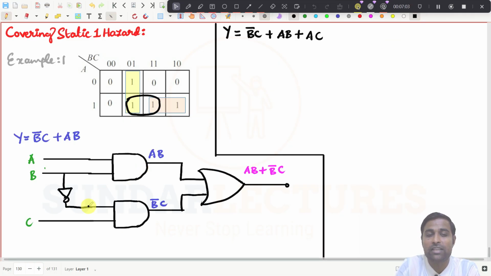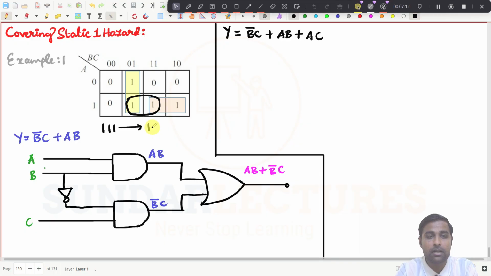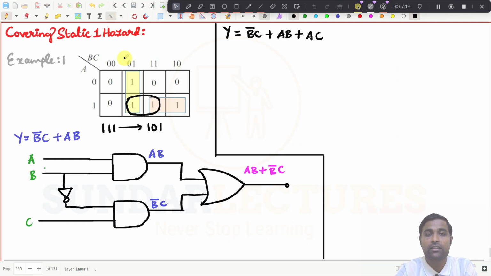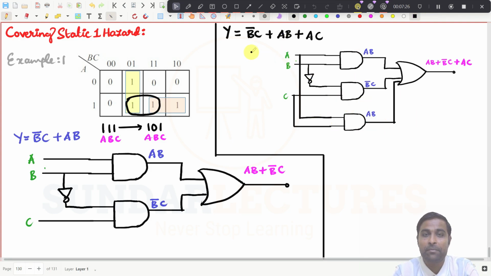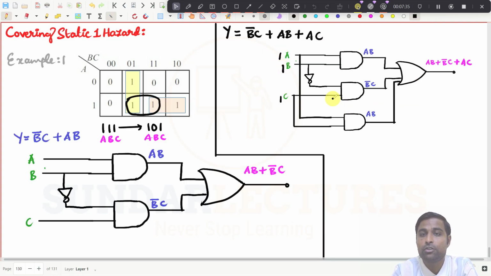See, when static 1 hazard happened in this particular expression, when you make 1 1 1 to 1 0 1, that is what we have seen here. Try to understand. See here, we have seen here. So we will check it out for this one, how to eliminate, and I am just going to draw the diagram, and you see I have just drawn this diagram for this expression, and you see now when this is going to happen. So if A is equal to 1 and then B is equal to 1 and then C is equal to 1, so what is the output now?